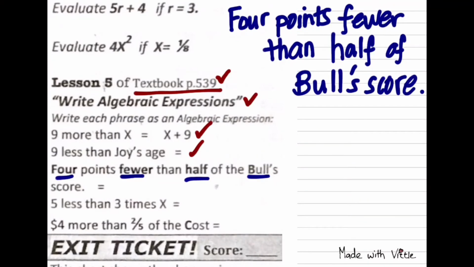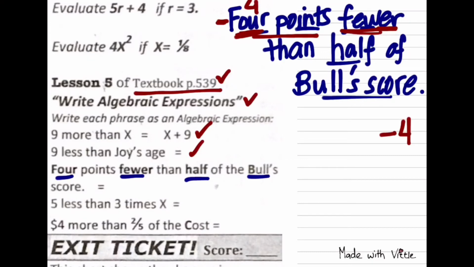The next phrase is 4 points fewer than half of the Bulls' score. Let's look at the first part of it. It says 4 points fewer. What do you mean by the word fewer? It means subtract. And how much are we subtracting? It's going to be that word 4, which is the number 4. So minus 4, where are we going to write down minus 4? At the end of our expression.